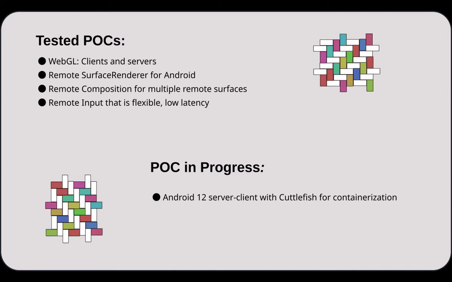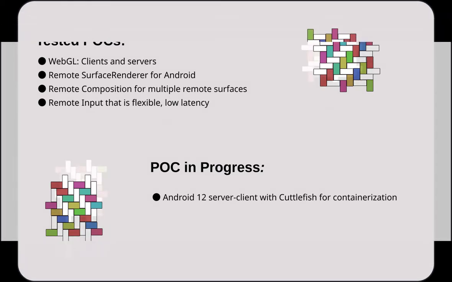Presently, the proof of concept in progress is for Android 12 server client with Cuttlefish for containerization. x86 and ARM clients and servers are supported. Clients and servers may be of different architectures. Docker, LXC containers, and other containerization models are supported. Tapestry-Cloud may be run on public, private, and hybrid clouds.